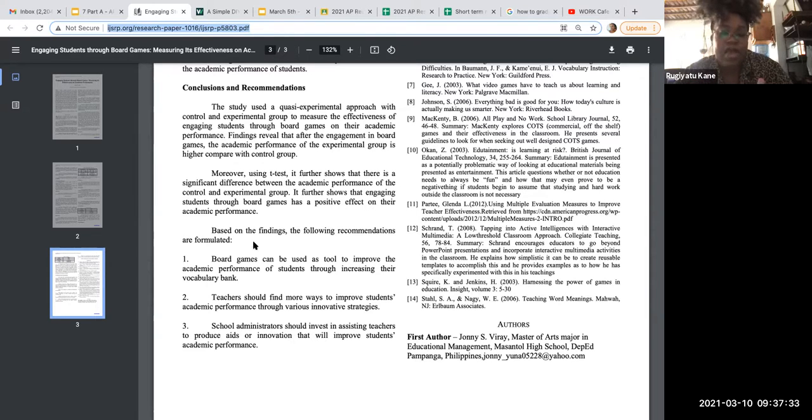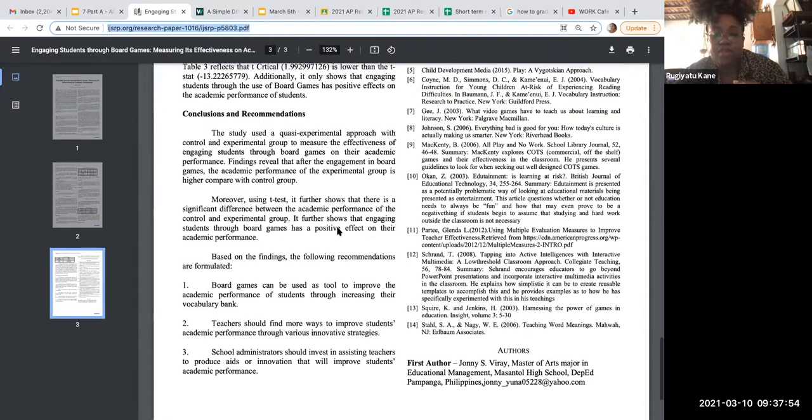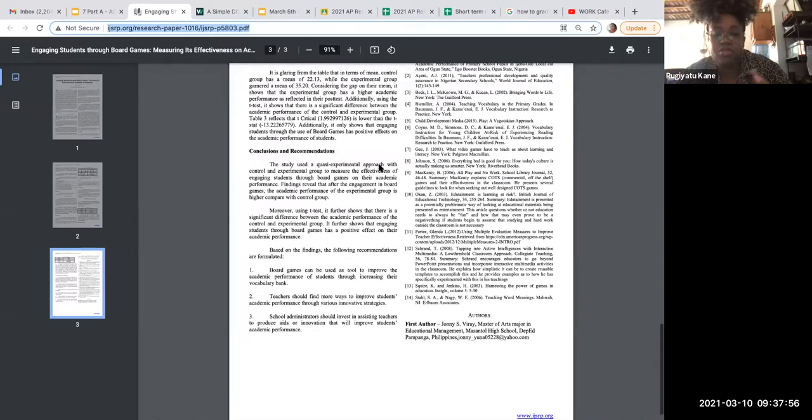So their conclusion based on the findings was that exposing students to board games does help them to learn better, and based on the findings they came up with different recommendations. The first one, that board games can be used to improve academic performance, that teachers can find more ways to improve students with innovative strategies, and that school administrators should invest in assisting teachers when they're trying to do innovative things to increase students' performance.